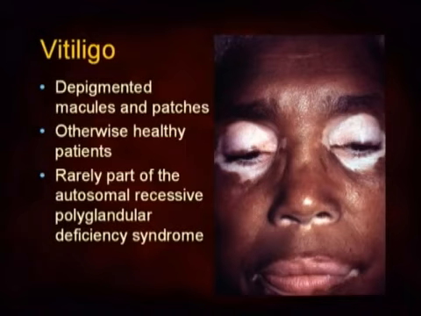This is an autoimmune disorder where the melanocytes are kind of knocked out one by one, and patients as a result end up with depigmented macules and patches on the skin, but patients generally are otherwise very healthy. Sometimes there can be a personal or family history of other autoimmune disorders like alopecia areata, and sometimes it can be part of the autosomal recessive polyglandular deficiency syndrome.